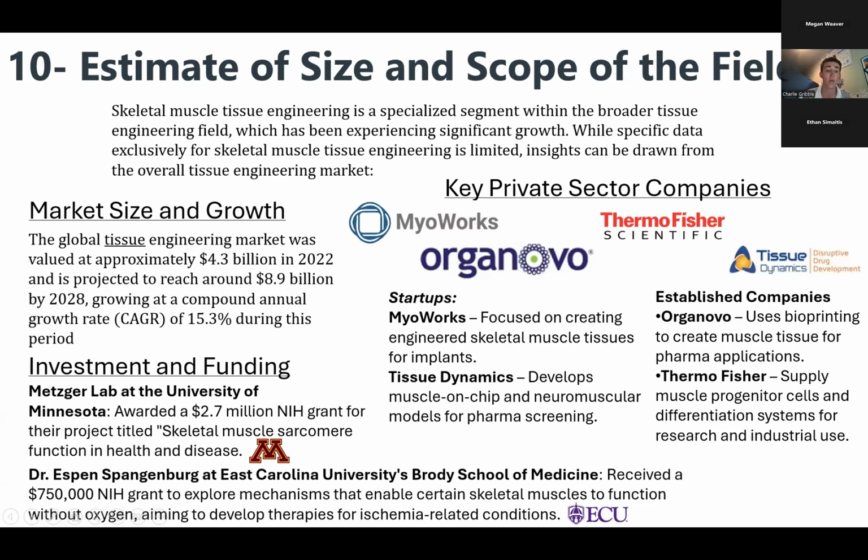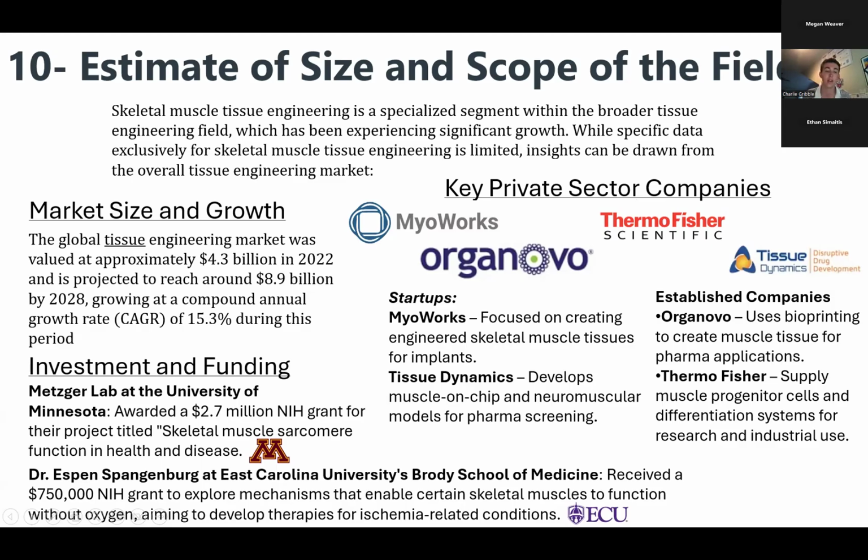The big one, however, was up in Minnesota, the Metzger lab at the University of Minnesota. They received a $2.7 million NIH grant for their project titled "Skeletal Muscle Saccharin Function in Health and Disease."